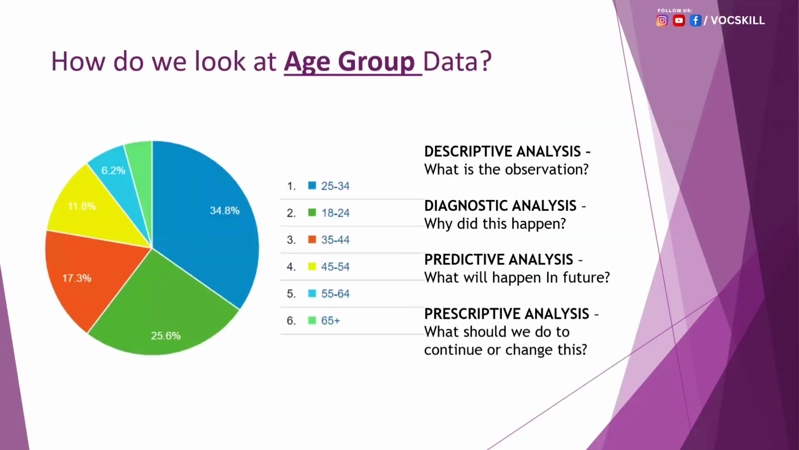So we look at two scenarios here, okay? Now, when we look at age group data, and I will be showing you the Google Analytics tool also, if I look at this data, my first question is: what is the observation I have? Can someone tell me what is the observation? All of these are age groups, by the way, 25 to 34, 18 to 24. These are all age groups. What do you observe out of this data? Can anyone tell me?